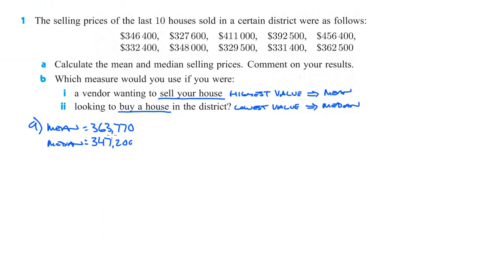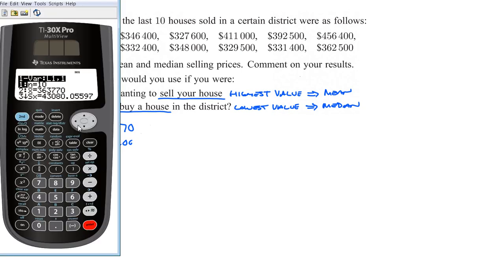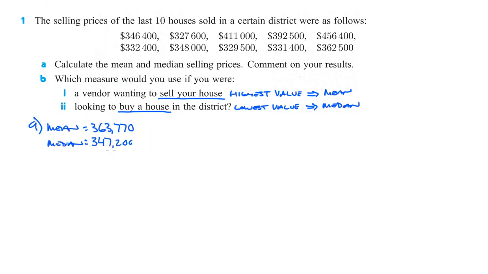363,770, which is exactly what we got there for our mean on this one. And then if you scroll down, this also gives us the 5-number summary: there's the minimum, there's the quartile 1, and there's the median, 347,200, which is exactly what we got here as well. Okay, so you can do that with either the scientific calculator or the graphing calculator.